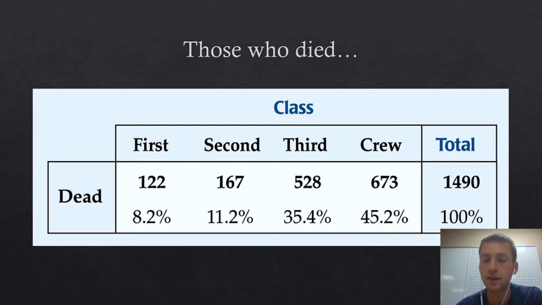So let's look at that same distribution, except now we're only going to look at those who died. So only 8.2% of people who died were in first class, whereas if we look towards the right of this table, 45.2% of people who died were in the crew class. Maybe you're noticing something a little unfair here.